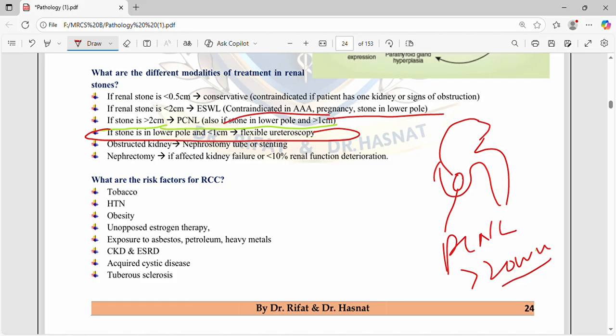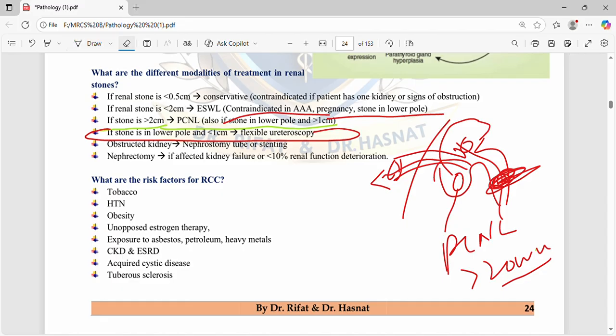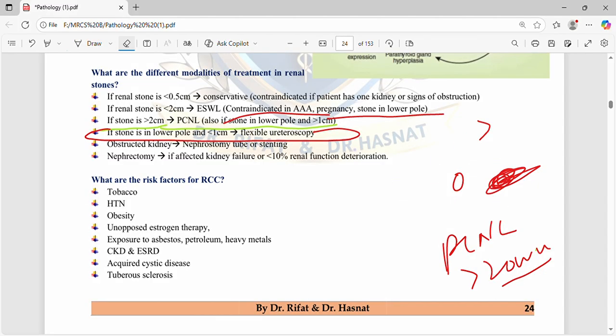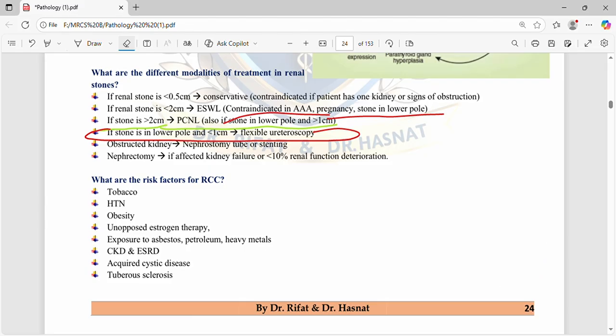Kidney nephrostomy. If there is an acute obstruction due to a large stone, you can do a nephrostomy and drain it percutaneously through a nephrostomy tube, or you can put in a stent, a double J stent. Nephrectomy is done if the affected kidney has failed or has less than 10% renal function. So we do nephrectomy in a non-functional kidney, or one with less than 10% function.